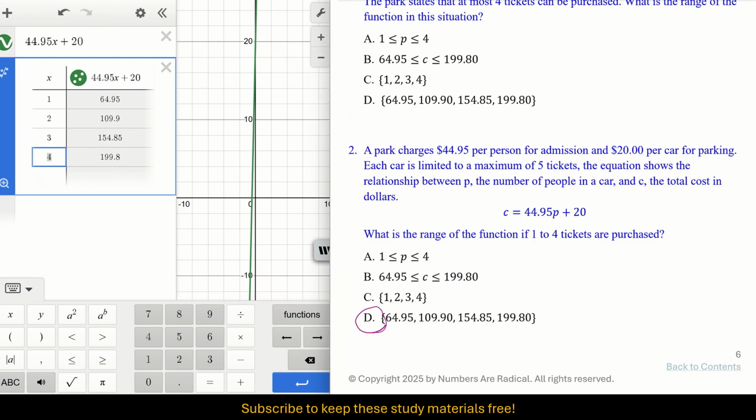And if you didn't watch the rest of the video or you're not familiar with the answer, I'll state it again. This is a discrete situation. So A and B are out because they're continuous, and C is the domain, which goes with the 1 to 4. So C is not valid. Okay, we're looking for the range.